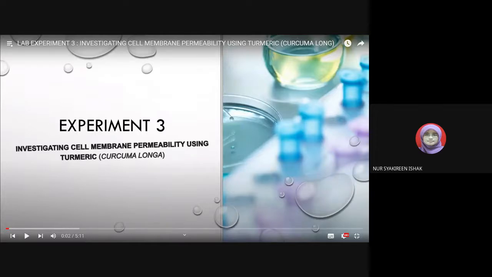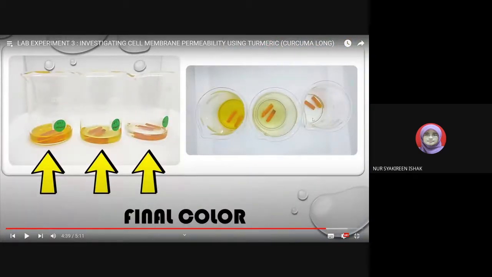Okay. So from the result obtained, you observe that for the water, the color of the solution, if you look here, it is clear. As compared to the solution of dilute alcohol 25%, the color is light yellow. Compared to 100% ethanol, it is bright yellow. So why do you think that the color is different in these different solutions?